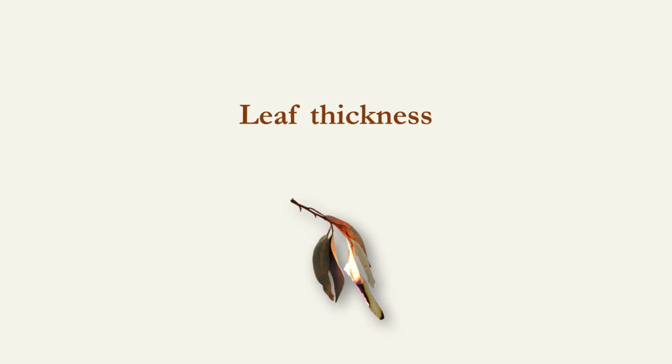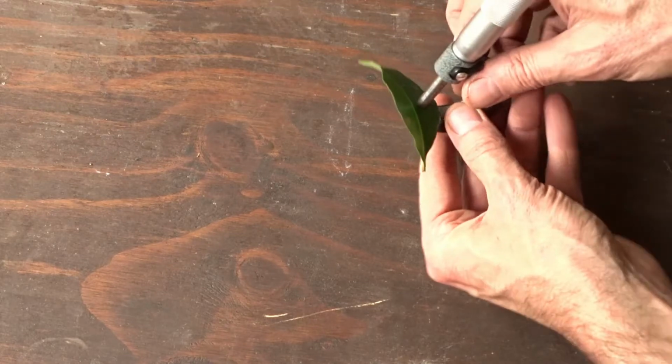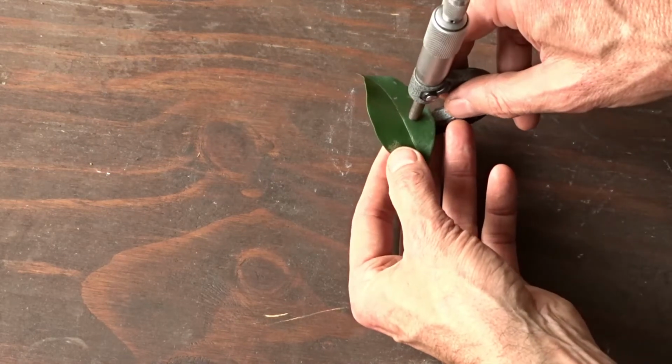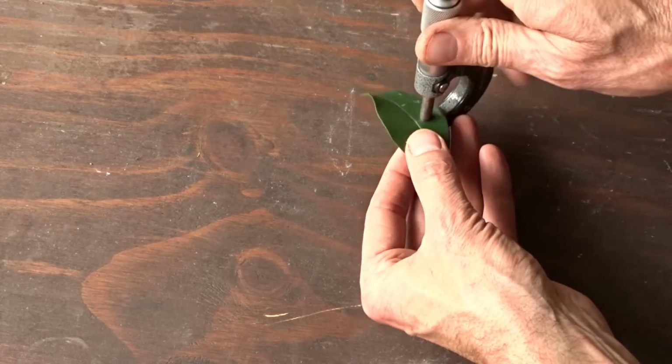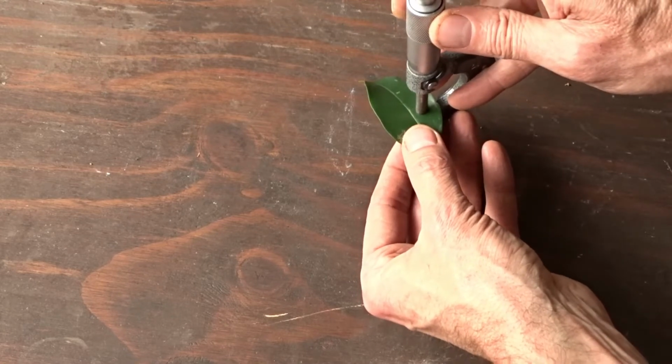So we can measure leaf thickness. I use a micrometer about 2/3 of the way in toward the midrib of the leaf, and avoiding any veins that come out from that midrib, so we're getting the thickness of the actual leaf tissue.